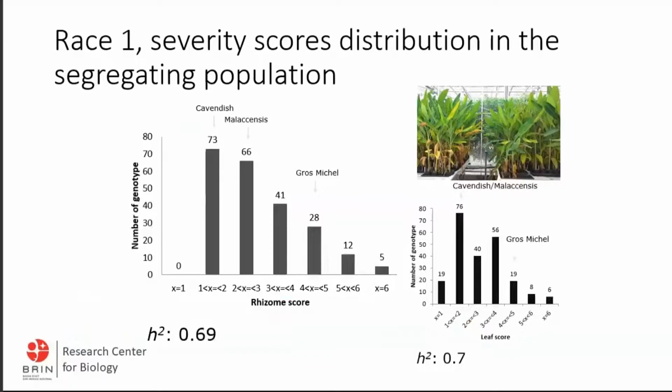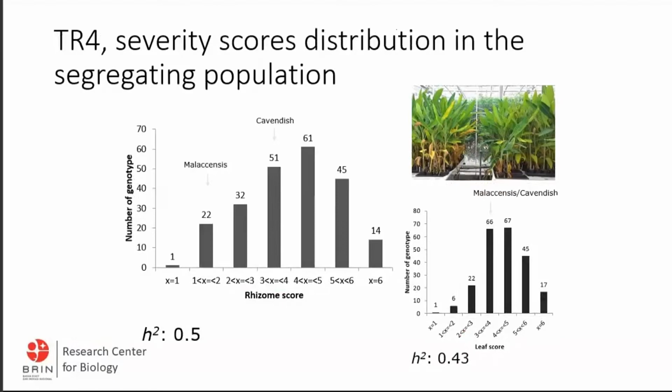This is the level of severity for race 1. The distribution of rhizome severity score is like a slope, and then the distribution for leaf severity symptom is like a bimodal-like distribution. So this result indicated that the RIS1 is resistant single dominant. And in contrast, the pattern of rhizome and leaf score are normal-like distributions that indicate there is a gene interaction for the tropical RIS4 resistance.